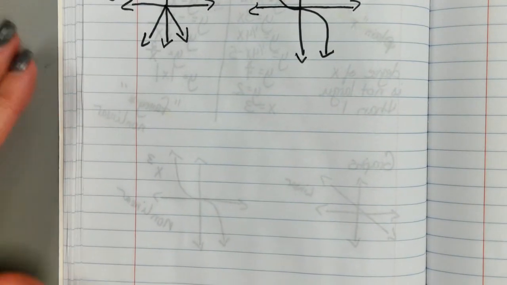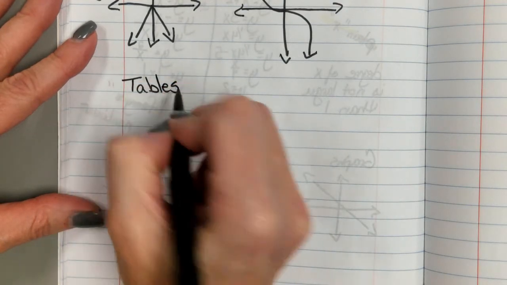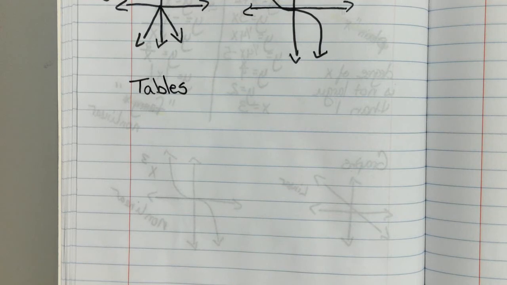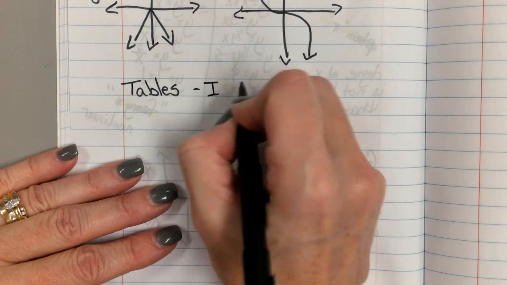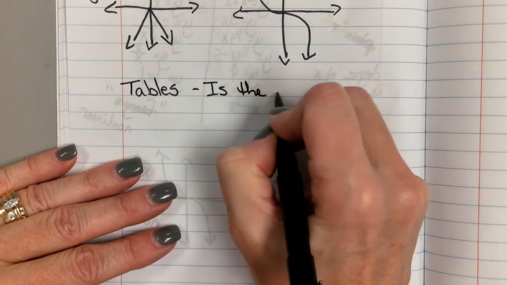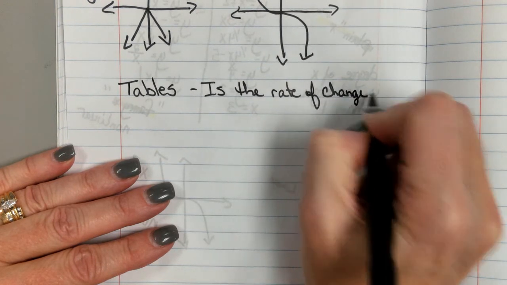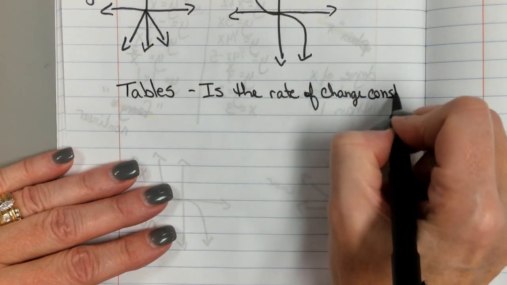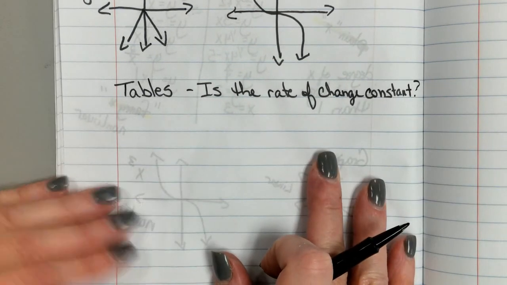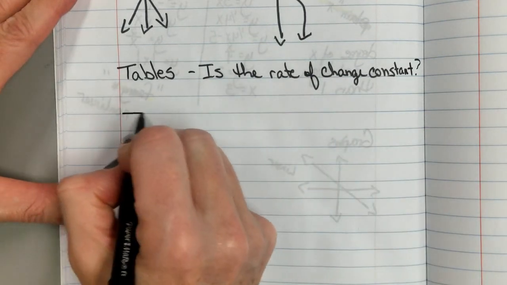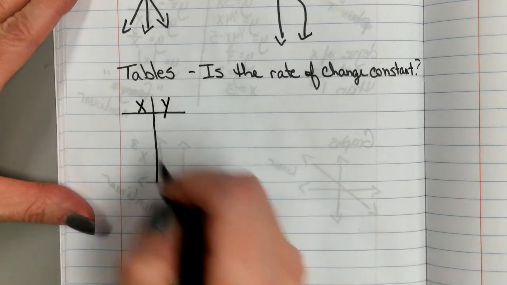All right, now, last thing we'll talk about are the tables. We have to also be able to tell if the table is linear or nonlinear. So if we're wanting to know, that's really just asking, is the rate of change constant? All right, so let's try out some tables.